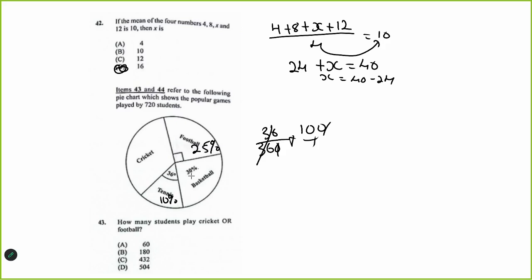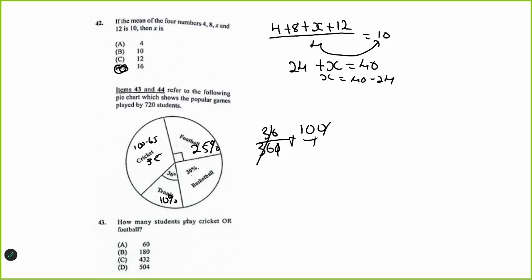10 and 30 is 40. 40 and 25 is 65. So the rest would be, in percentages, 100 minus 65, which would be 35, I believe. Yeah, 35.